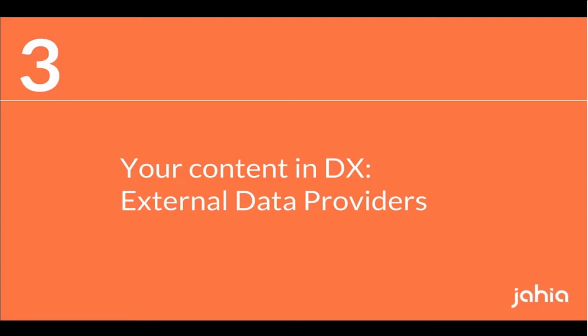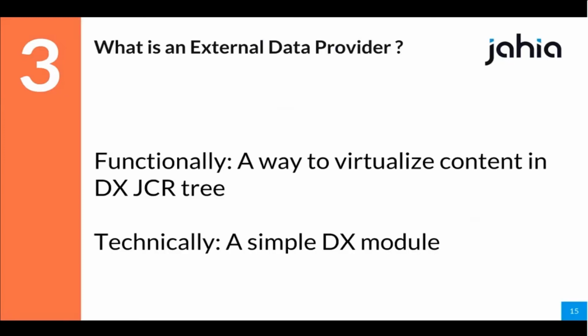So to put your content in DX, you will have to develop some external data providers, and from now on, we're going to go deeper inside the code and see how it works. So what is an external data provider? Functionally, it's a way to virtualize content in the JCR tree. You're taking data from a database, from an API, from whatever you want to connect to, and you expose it as a tree inside Jahia. And technically, like everything else in DX, it's a simple module to develop, an OSGi package jar, and it's going to be deployed inside Jahia.